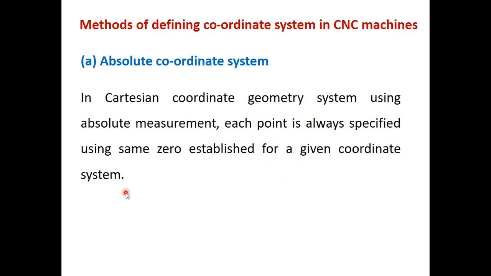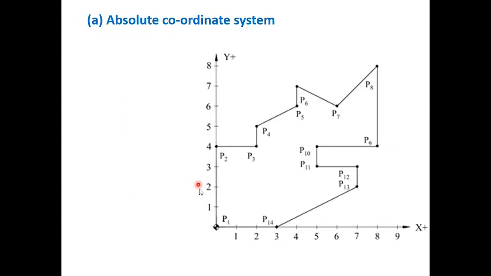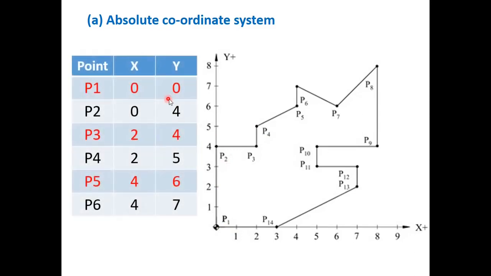Let's see this with a simple example. You can see x-axis and y-axis. I have drawn a few points. This is point P1, which is at the center, that is 0, 0. Then there are points P2, P3, P4, and so on. So when I'm using absolute coordinate system, how do I define the points? Suppose I have to do a drilling operation at P1, P2, P3. How do I decide the coordinate system for that? This is the process.